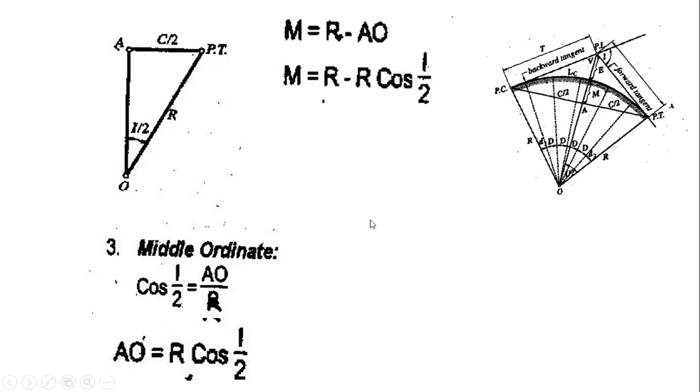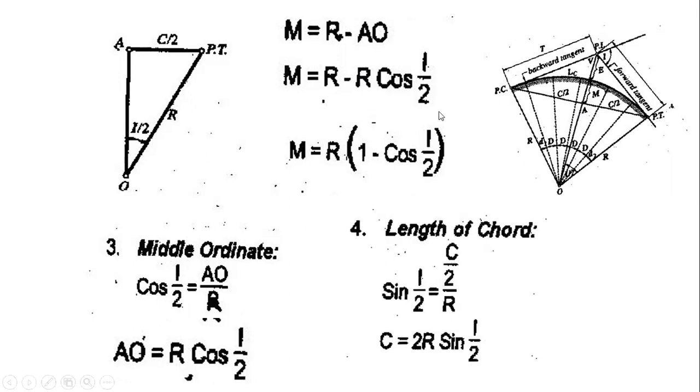Then our M, the middle ordinate, is equivalent to the line segment R minus this line segment AO. So just substitute this term here, then factor out the common R. This will give us the formula for the middle ordinate: R times 1 minus cosine I over 2.